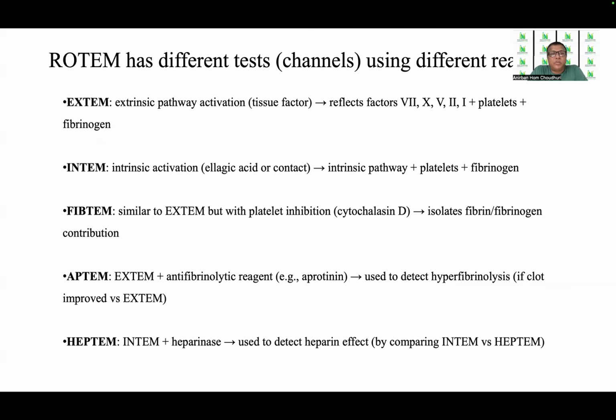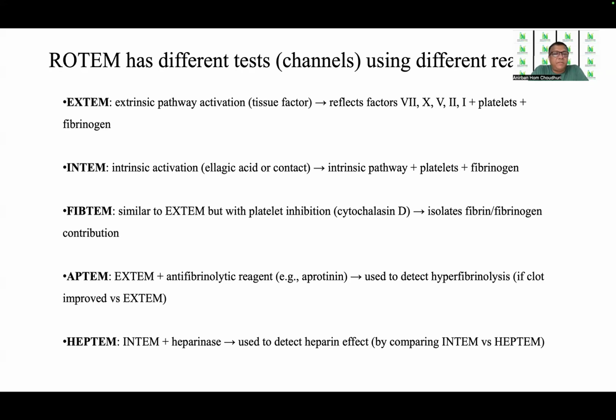Now, ROTEM also has different test channels using different reagents. The XTEM is the extrinsic pathway activation. It reflects factors 7, 10, 5, 2, and 1 along with platelets and fibrinogen. It largely reflects the PT of the standard laboratory test. The INTEM denotes the intrinsic activation, that is ellagic acid or contact, and it indicates the intrinsic pathway plus platelets plus fibrinogen, and it corresponds to the APTT of the standard lab test.